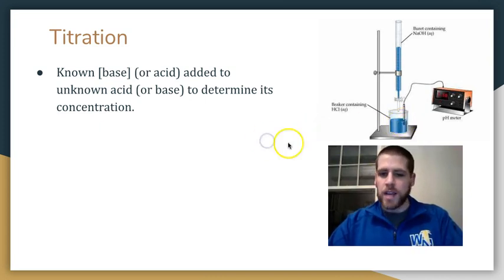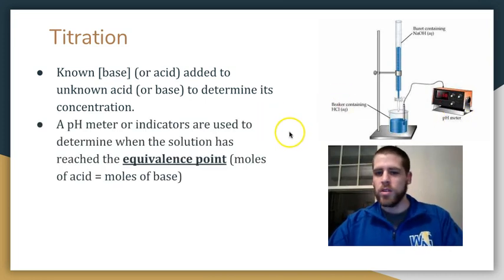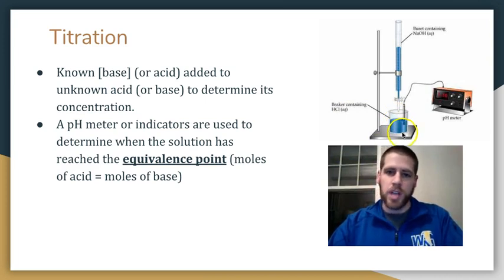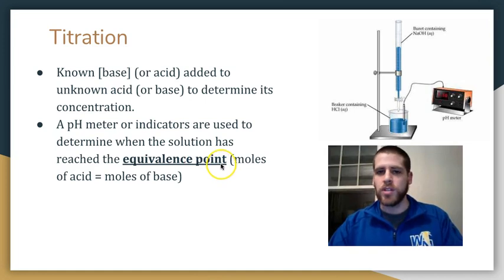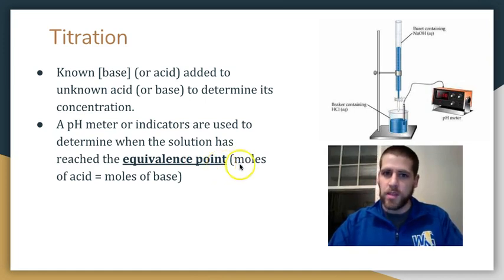Now, you can track this with a pH meter or a pH probe, but a lot of times we'll also use indicators, a colored solution that changes color at different pHs. And we're trying to reach what's called the equivalence point. Make sure you have a definition down for that. It's really simple. It's just when the moles of acid that you started with are equal to the moles of base that you've added. And that's regardless of whether the acid is strong or whether the base is strong.